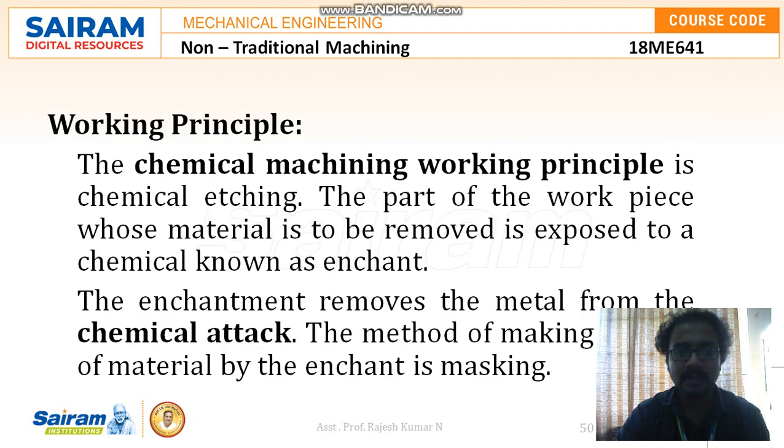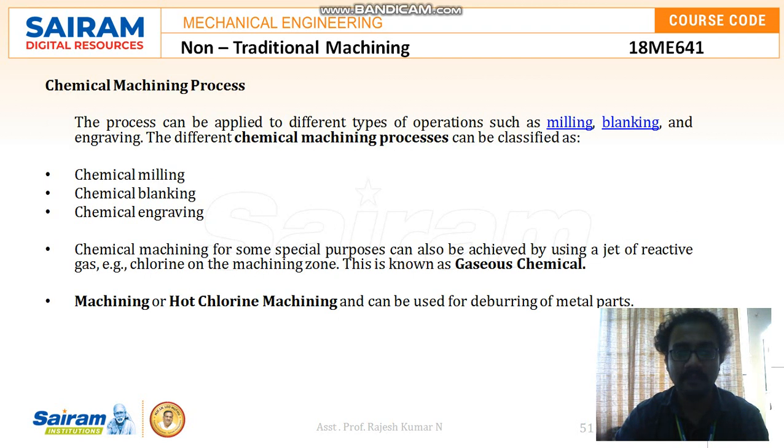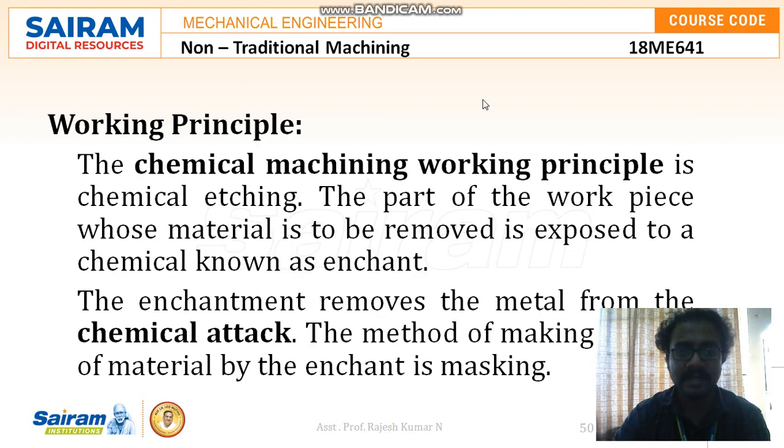So the working principle of chemical machining is nothing but chemical etching. That is the meaning. In simple words, the part of the workpiece whose material is to be removed is exposed to a chemical known as the etchant, and the etchant removes the metal by chemical attack. The method of preventing contact of the metal with the etchant is nothing but masking. And we have different chemical machining processes that we can discuss in the next video.